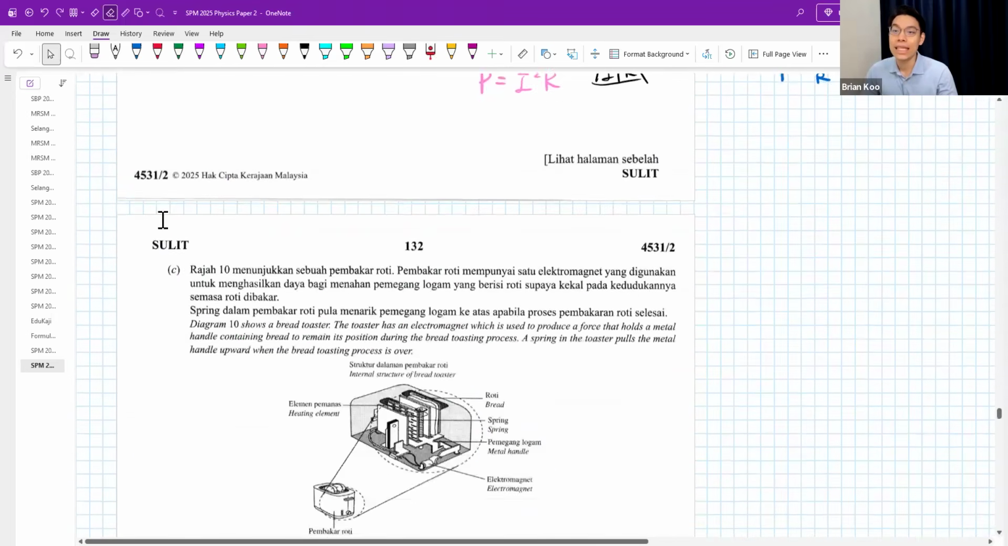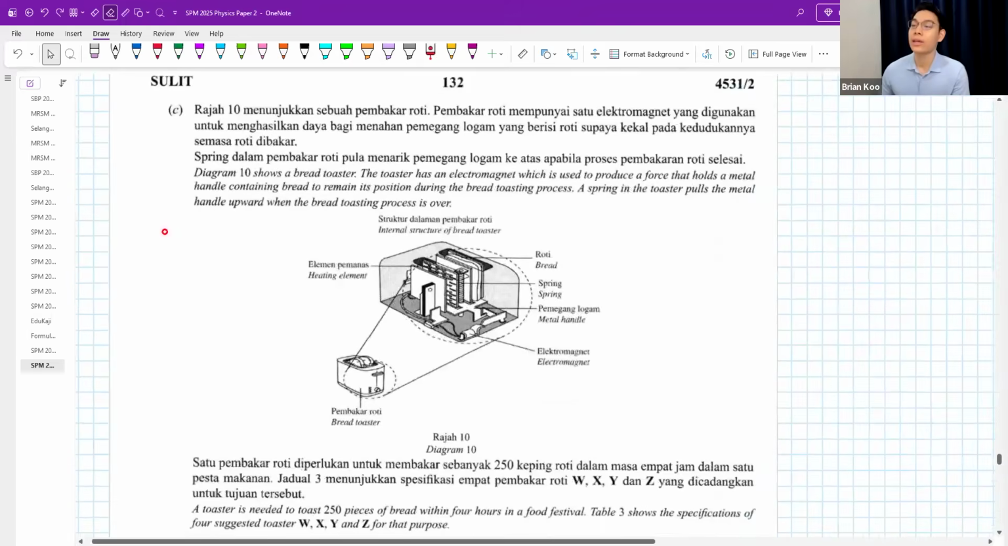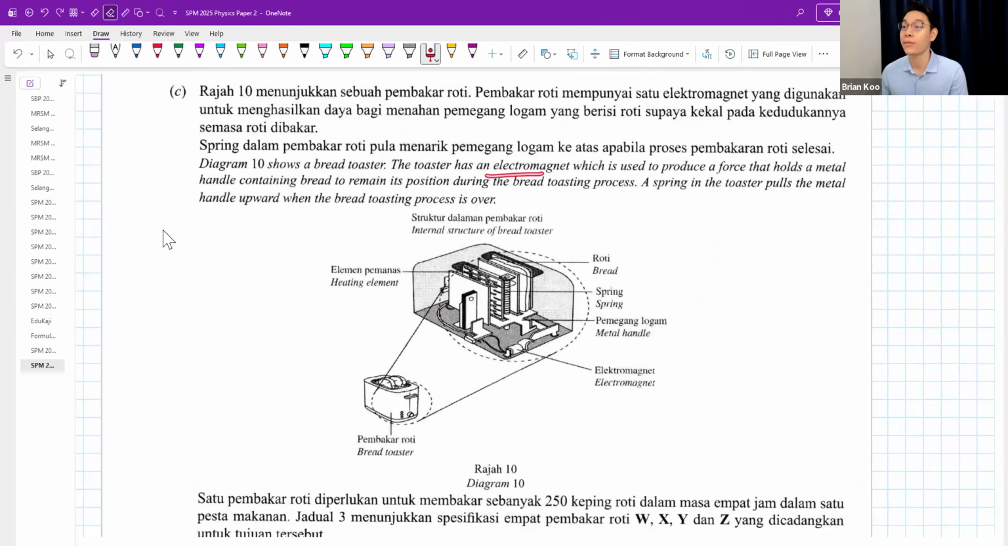Okay, part C. Diagram 10 shows a bread toaster. The toaster has an electromagnet which is used to produce a force that holds the metal handle containing the bread to remain in its position during the bread toasting process. A spring in the toaster pulls the metal handle upwards when the bread toasting process is over. So it's like those typical toasters where when you press down, it will toast the bread, but when the bread finishes toasting, it will bounce the bread up. You need the spring to bounce it up. We use an electromagnet to control this metal handle, to hold on to this handle so that it presses the spring down.